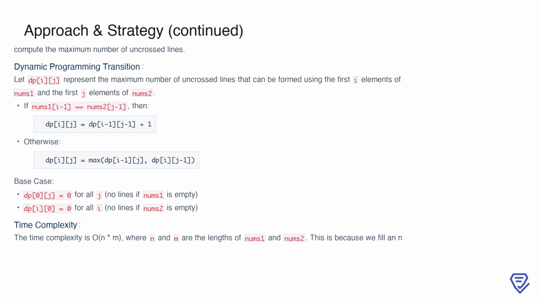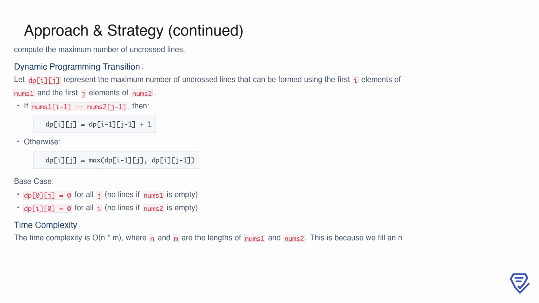The base cases handle scenarios where one of the arrays is empty. If nums1 is empty, no lines can be formed, so dp[0][j] is 0 for all j. Similarly, if nums2 is empty, dp[i][0] is 0 for all i. This approach ensures that we systematically compute the solution for all subproblems.